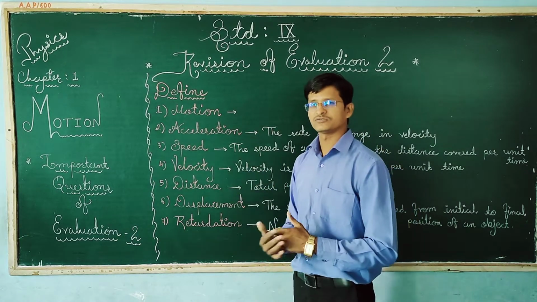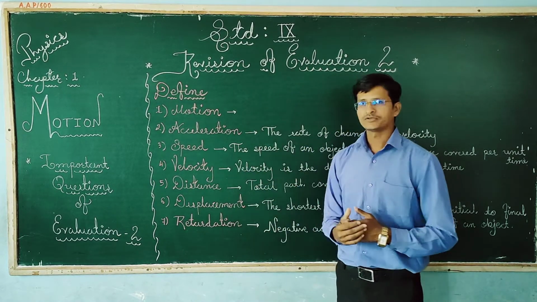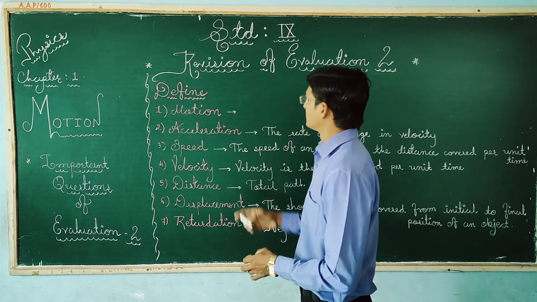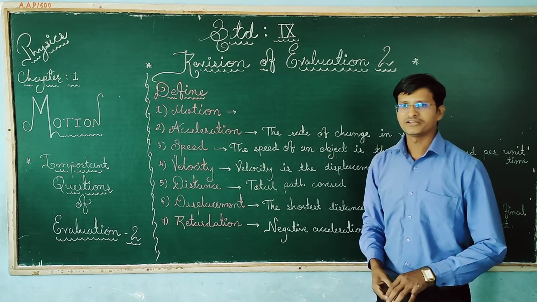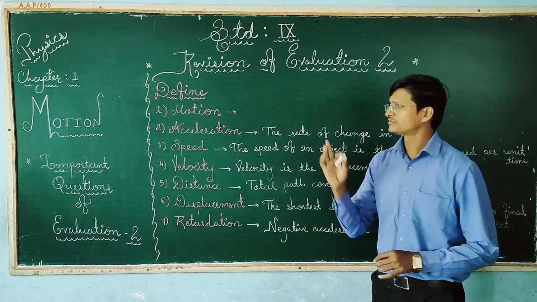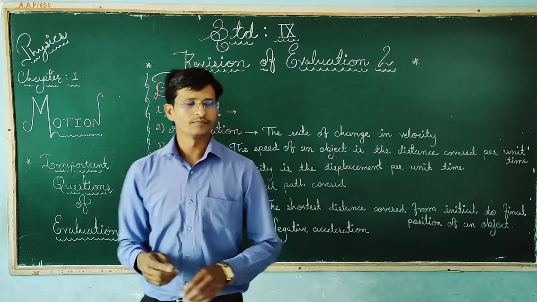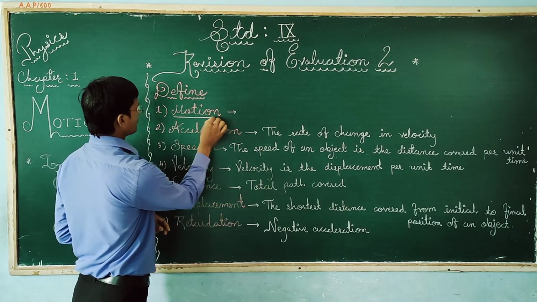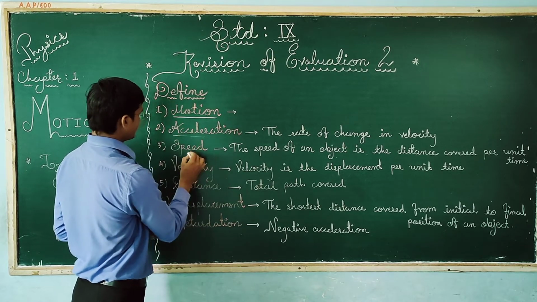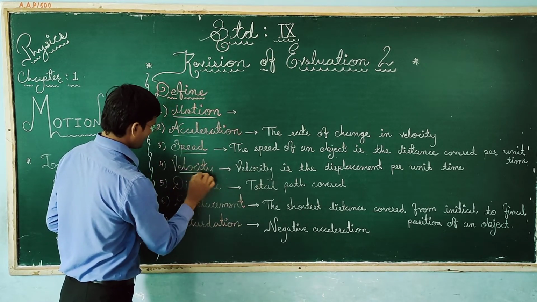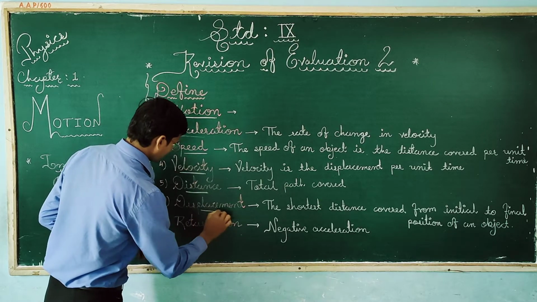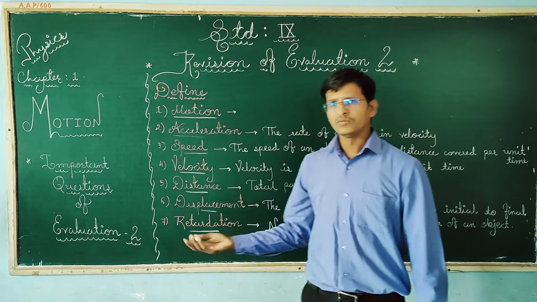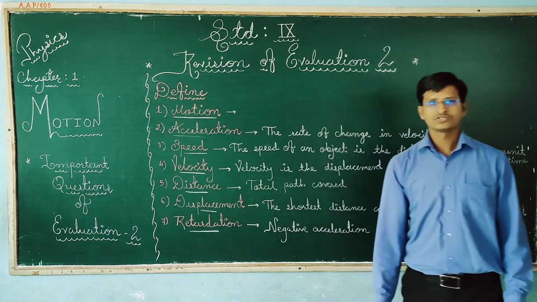Also some definitions we have begun. Here also I would like to begin with the chemistry-related pattern. Some definitions related to the physics of chapter number 1, motion, are given here. You can see motion, acceleration, speed, velocity, distance, displacement, retardation, and many more. These definitions are crucial for your exam.